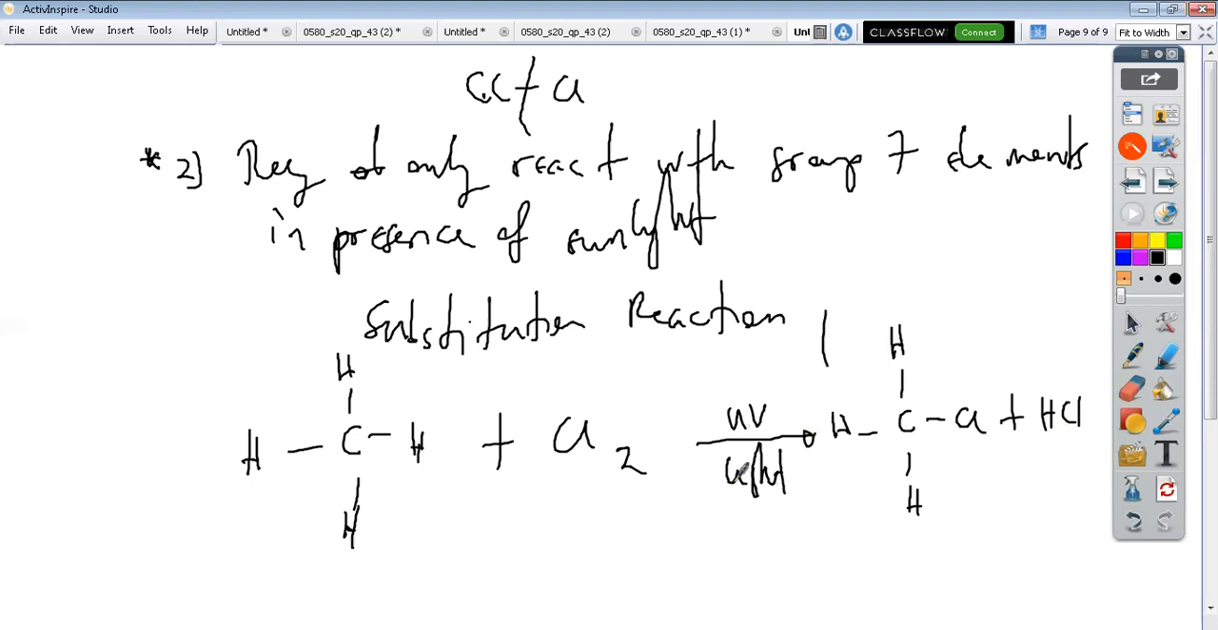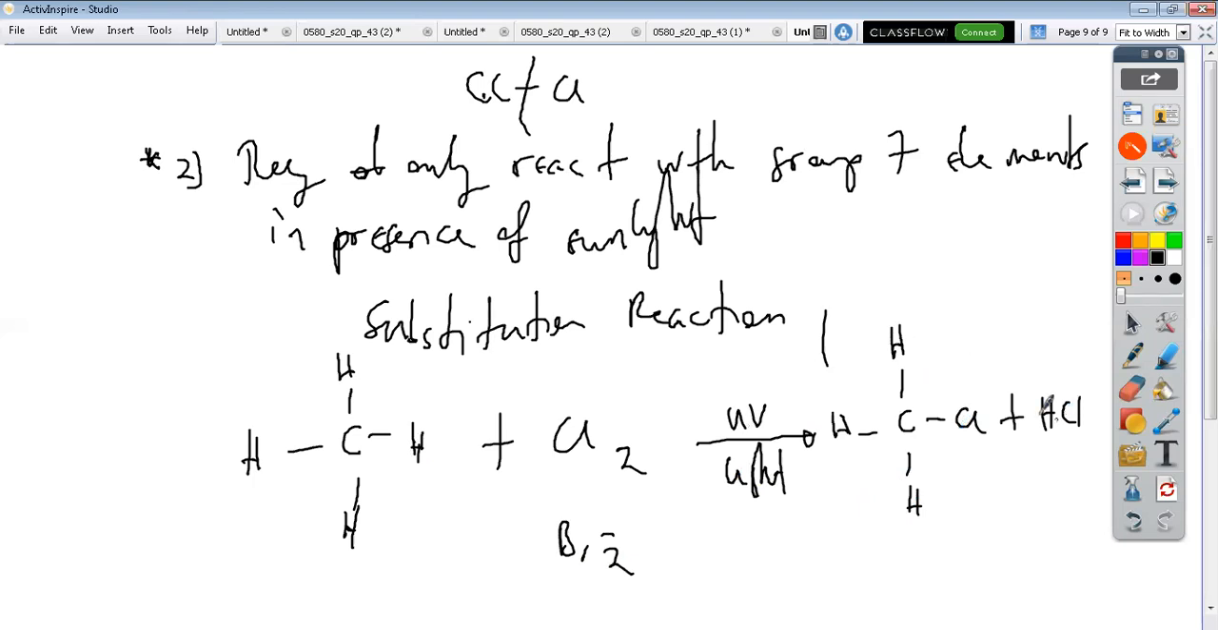That's what happens. If it was bromine here, it would be the same. We are replacing one of the hydrogens with bromine. That makes sense? Yes, sir. So remember, this was methane, and this is now chloromethane. So this is called chloromethane.